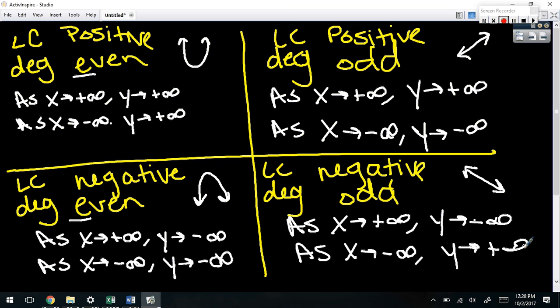Okay? So what that tells me is, I don't know what's happening in between. I know that at the end of the day, both ends are going to point up. This might do all kinds of stuff in between. But after everything's said and done, the two ends are going to point up.